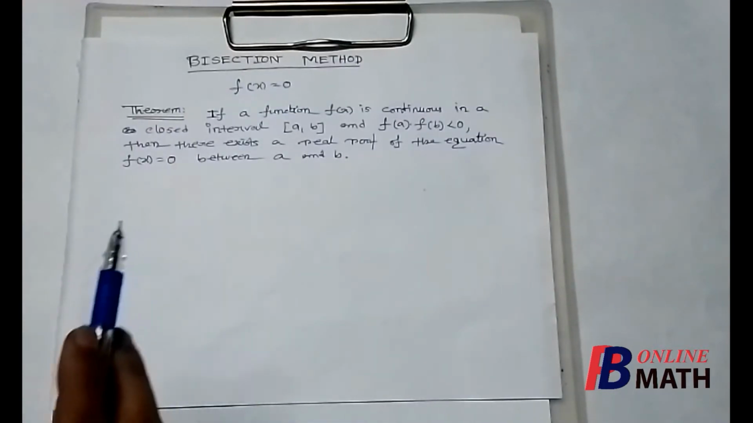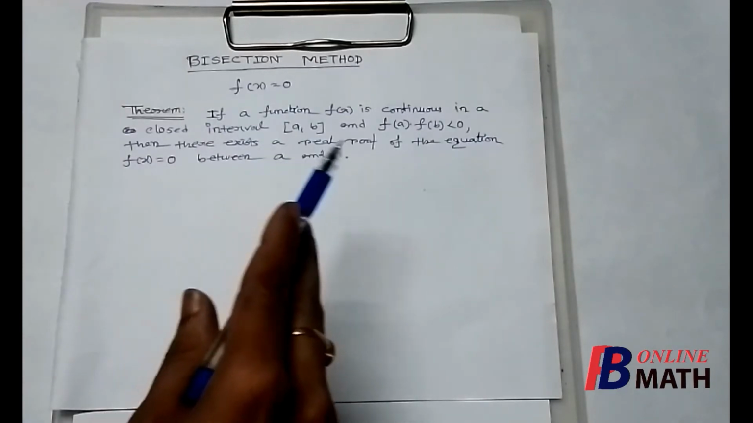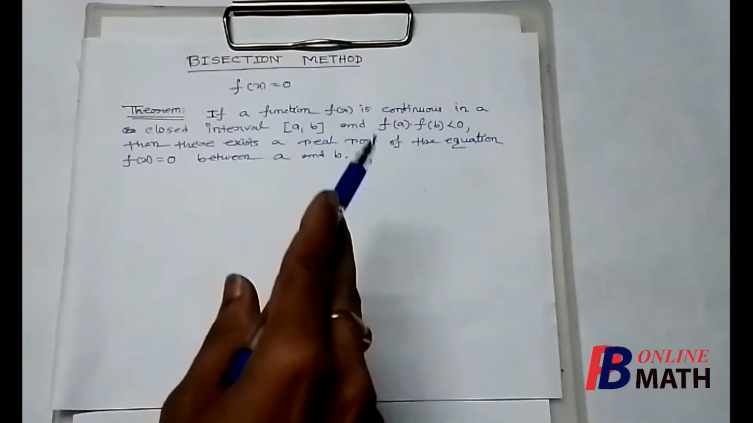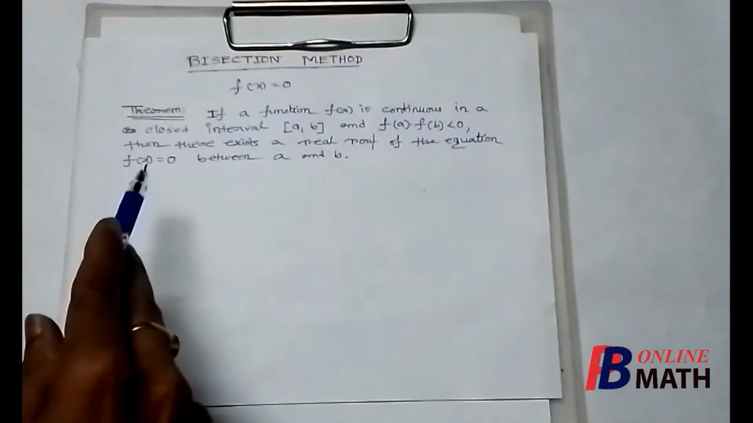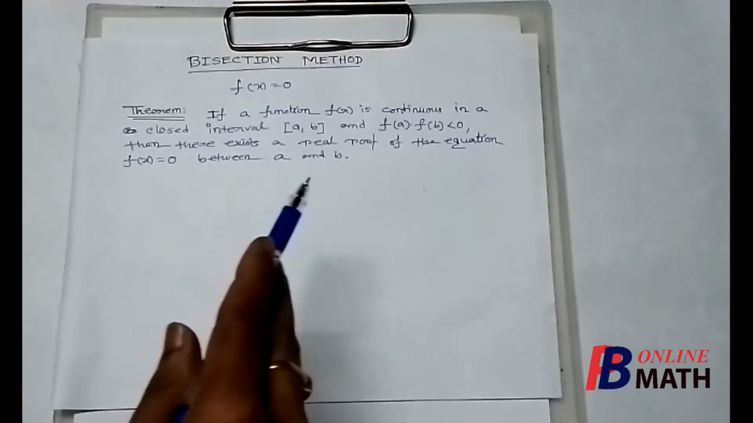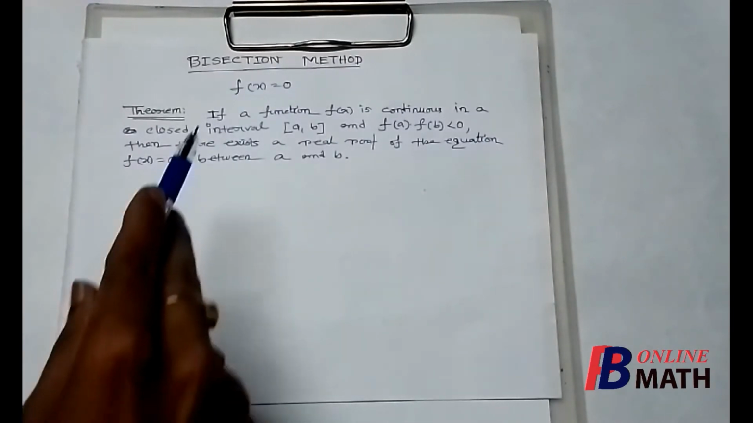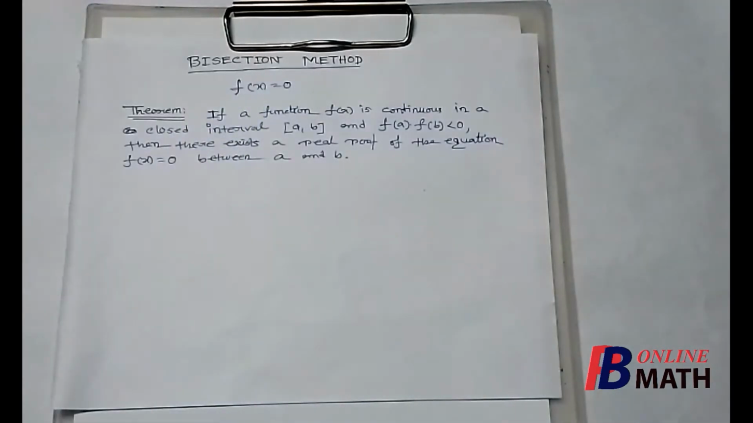That means if we know that a function f(x) is continuous in a closed interval [a, b] and f(a) and f(b) have different signs, then the equation f(x) = 0 has a real root between a and b. Using this theorem, we shall find one real root of this equation by the bisection method. The bisection method is the easiest method to find a real root of a transcendental equation.